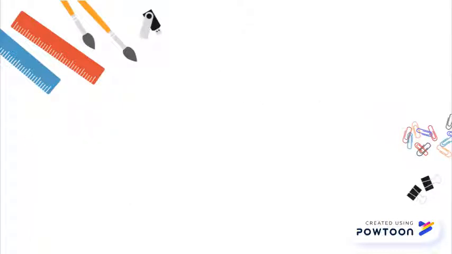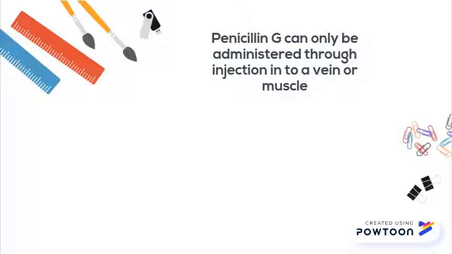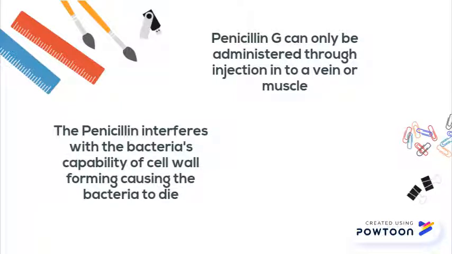So how does penicillin work? Well, penicillin G can only be injected into a vein or a muscle for it to be consumed in the body. The cell wall of the bacteria divides and weakens after it is interfered with the synthesis of the peptidoglycan that can lead to cell death.